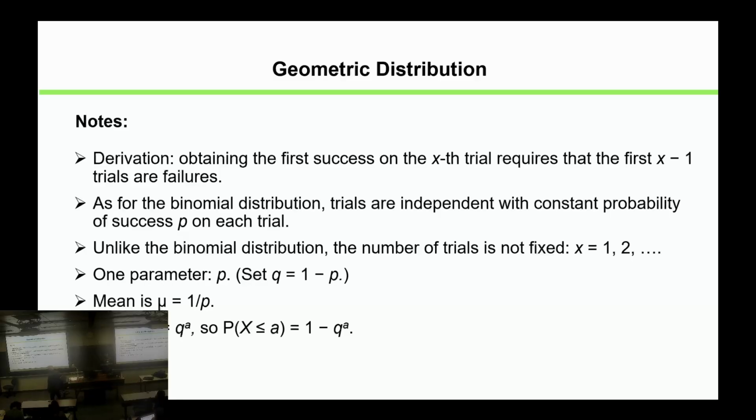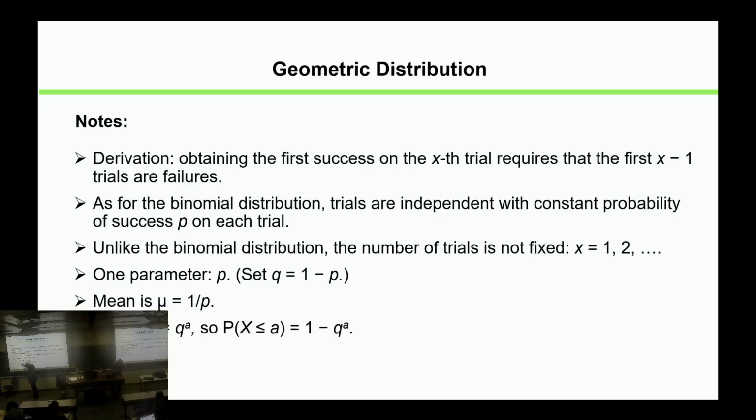It says, what's the probability it's going to take you more than a certain number of trials to get your first success? For example, what's the probability it's going to take you more than 4 trials to get your first 6? Well, for it to take more than 4 trials, it means I failed the first 4 trials. And the probability of failing for those first 4 trials, or any specific number of trials A, is just all failures in a row, q to the A.